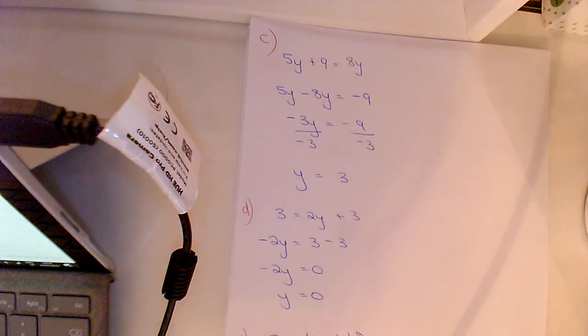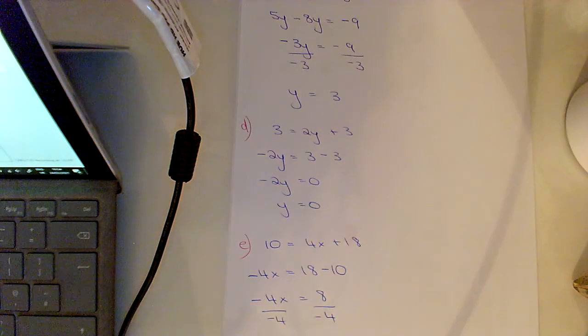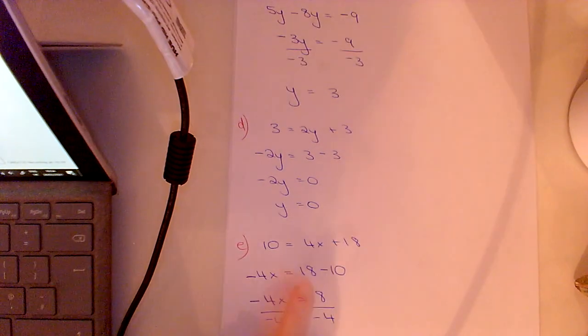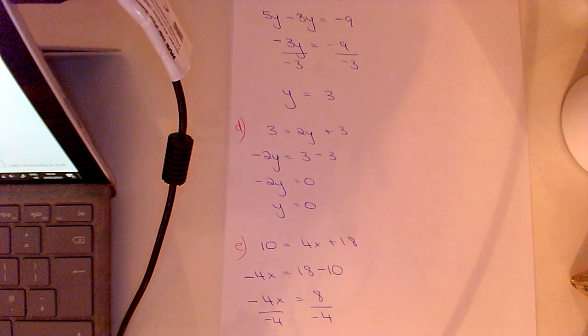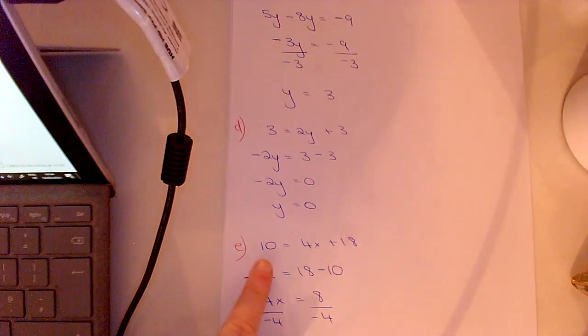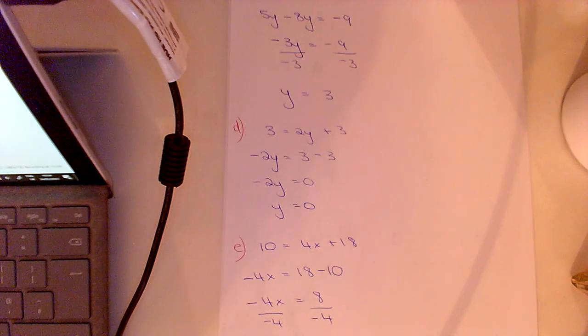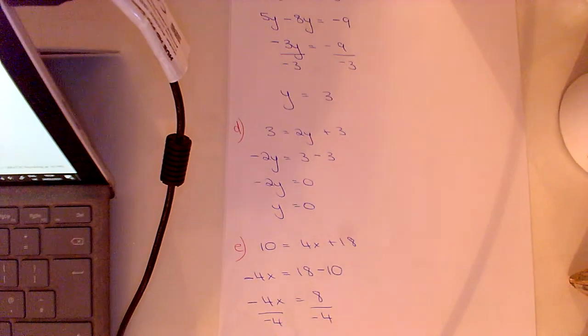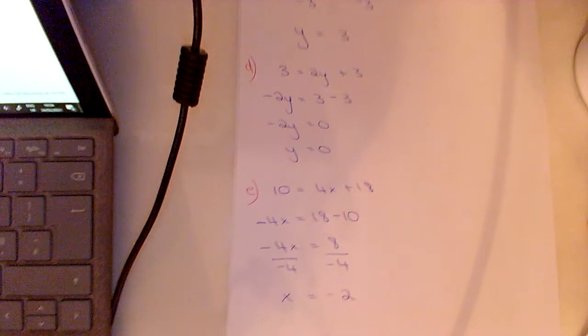And then the last one that you have is 10 is equal to 4x plus 18. So I'll have this here is 4x. When I bring it over to the left hand side, I'll get minus 4x is equal to 18. This here is plus 10. When I bring it over to the right hand side, I get minus 10. So I have minus 4x is equal to 18 take away 10 is 8. I want to find out what just 1x is equal to. I'm going to divide across by minus 4, divide across by minus 4, and I get x is equal to minus 2.